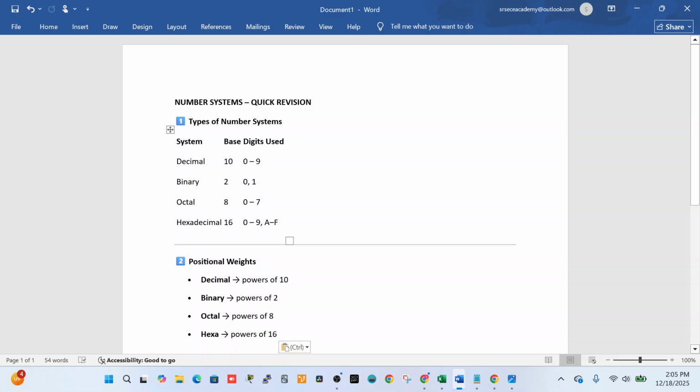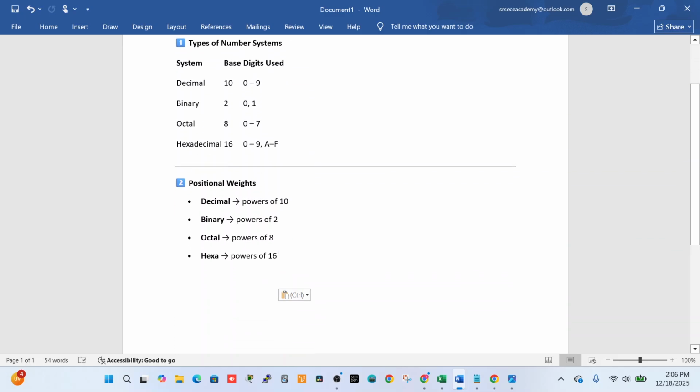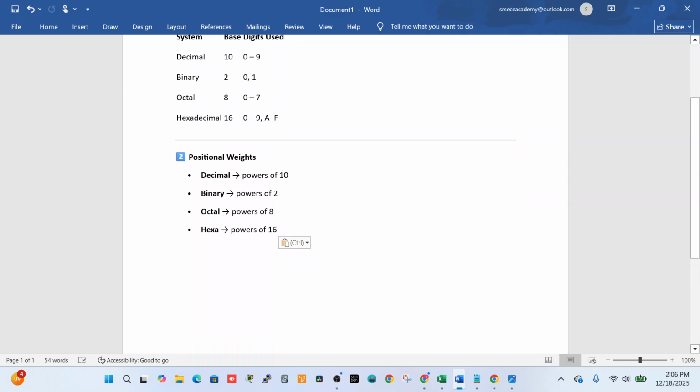Octal, in the sense base is 8, digits used 0 to 7. Hexadecimal base is 16, it uses 0 to 9, A to F. That means here 10 is equal to A, 11 is equal to B, 12 is equal to C, 13 is equal to D, 14 is equal to E, 15 is equal to F. Positional weights: decimal powers of 10, binary powers of 2, octal powers of 8, hexa powers of 16.